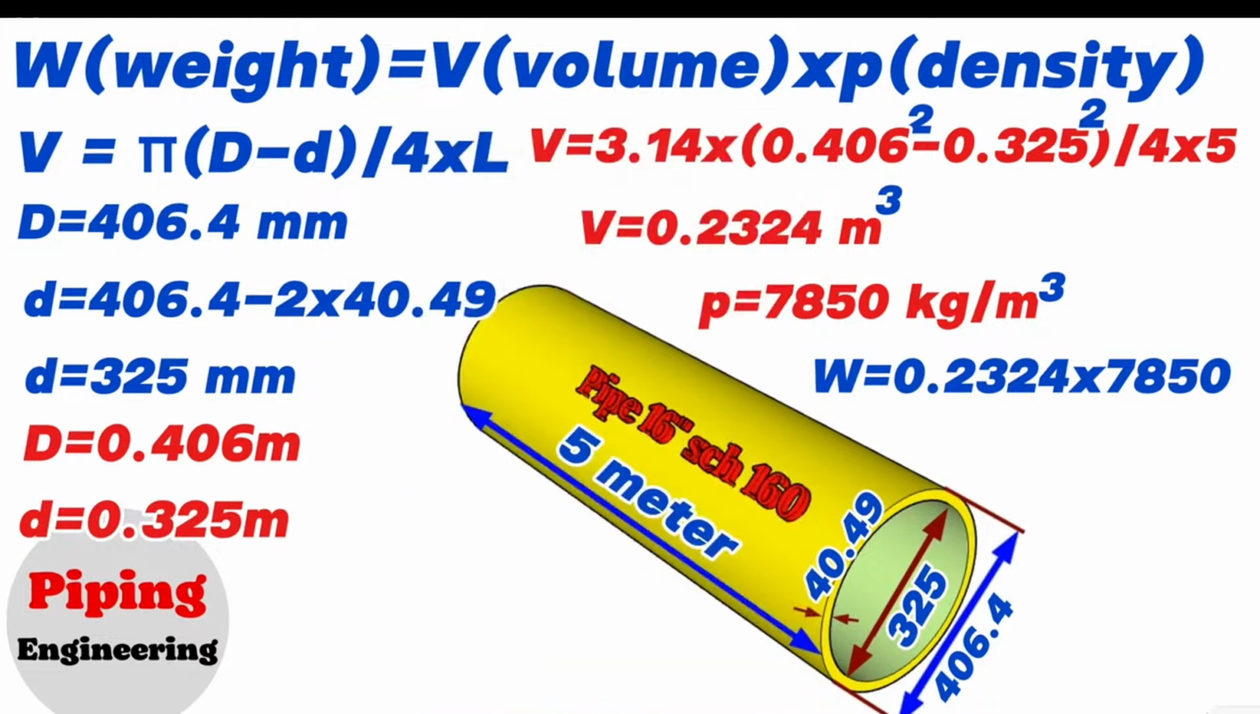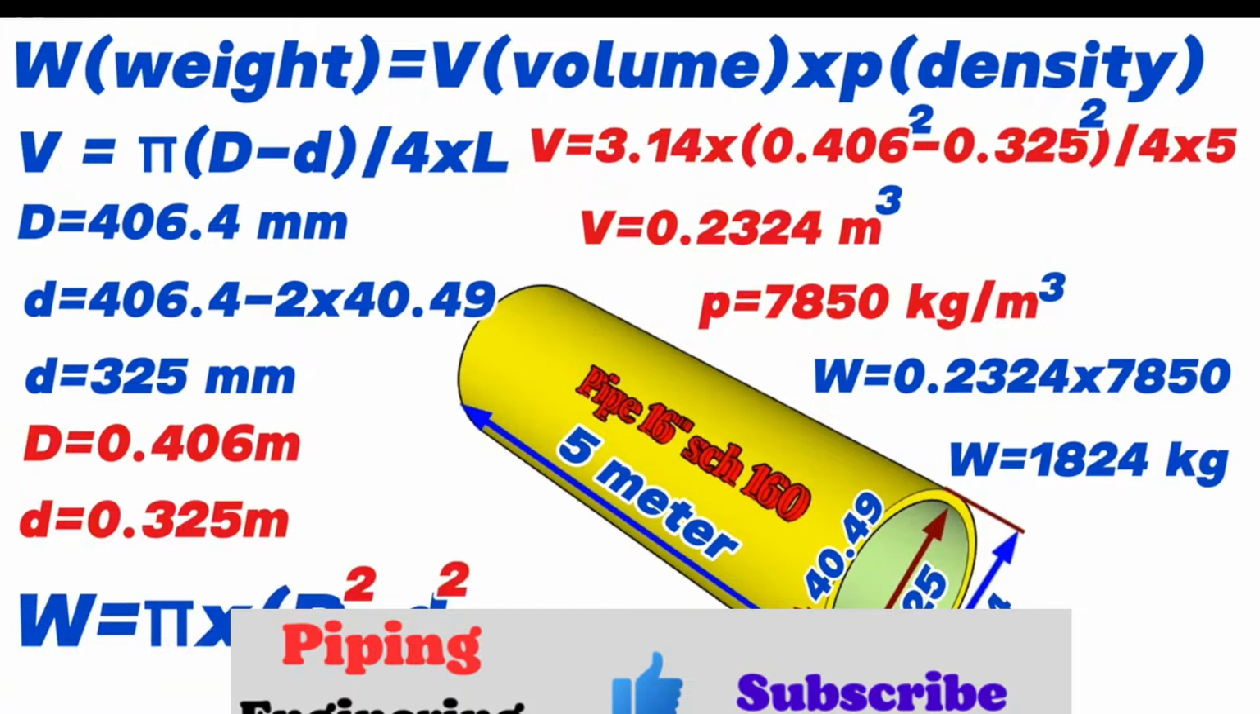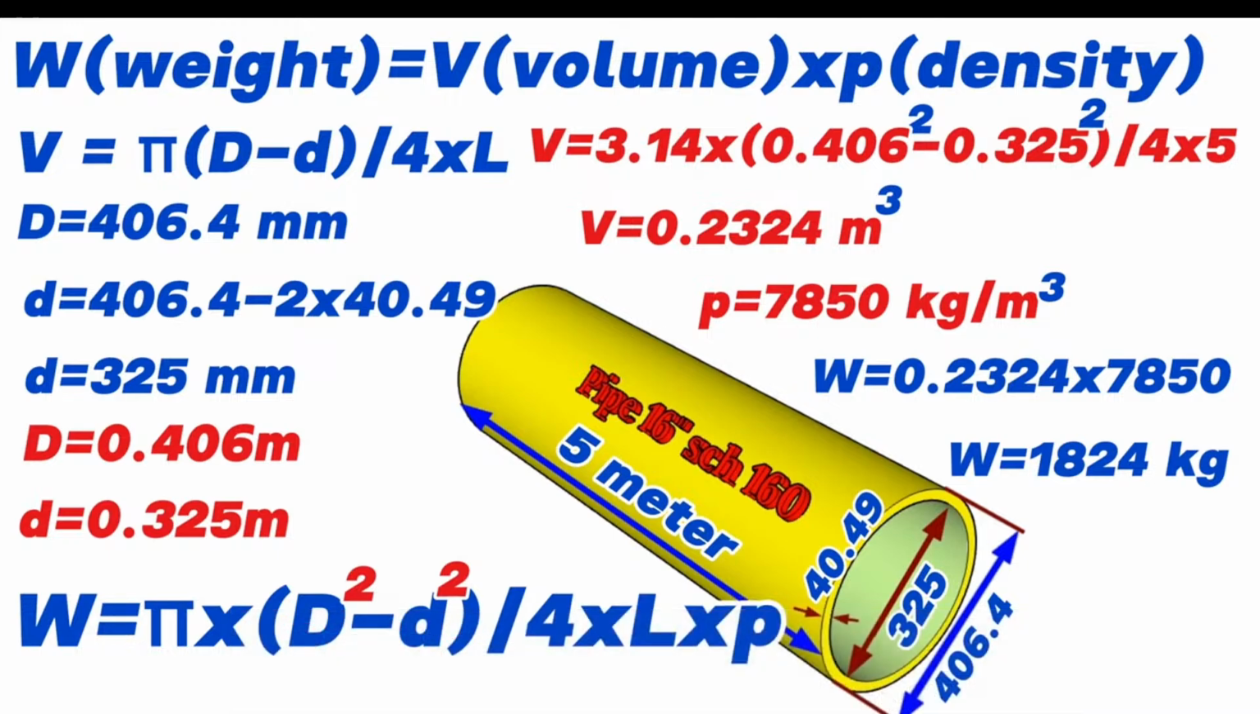So, we calculated and found that the weight of the 16-inch Schedule 160 pipe in our example will be equal to 1824 kilograms. Summarizing what we learned in this video, we can also use this formula to find the weight of the pipe. Weight is equal to pi multiplied by the brackets of the squared outside diameter minus the squared inside diameter, divided by 4, multiplied by the length of the pipe and multiplied by the density of the pipe material. By using this method, you can easily calculate the weight of pipe pieces in any pipe drawings.